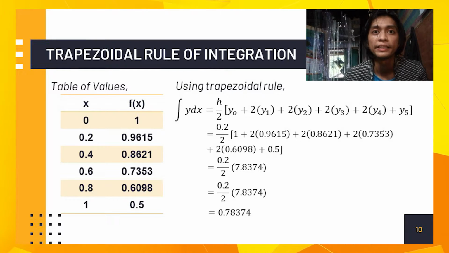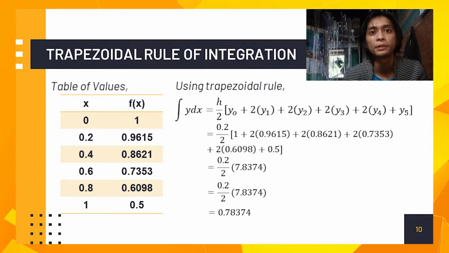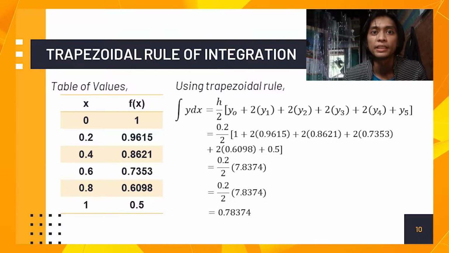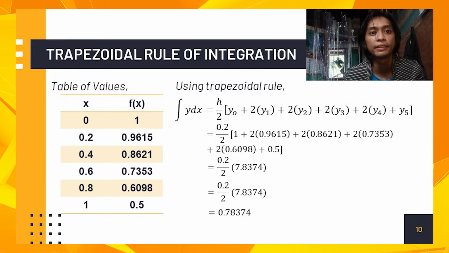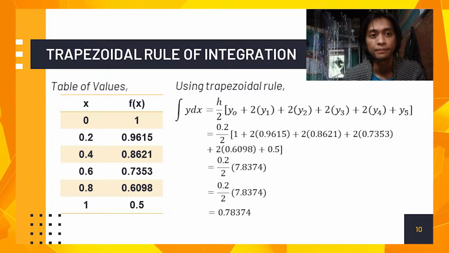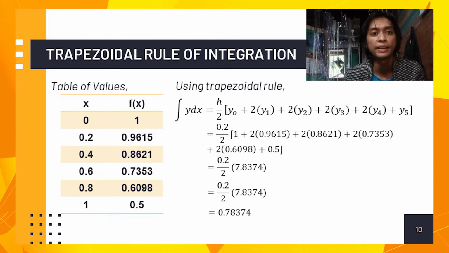After multiplying and adding, we get the value of 7.8374. After we get that, we multiply that to the value of h, which is 0.2, and then we divide by 2. And we get 0.78374. Now this is the value of our integral of dx over 1 plus x squared, with the upper limit of 1 and lower limit of 0.